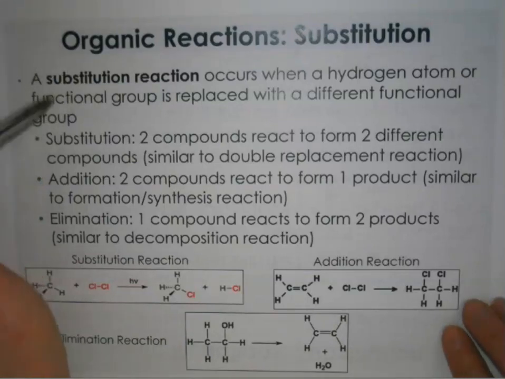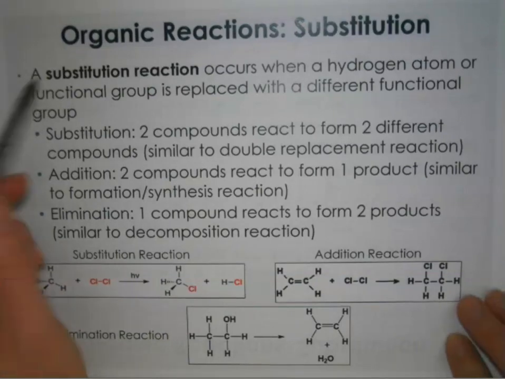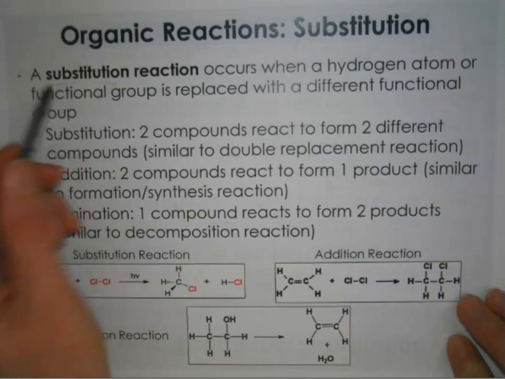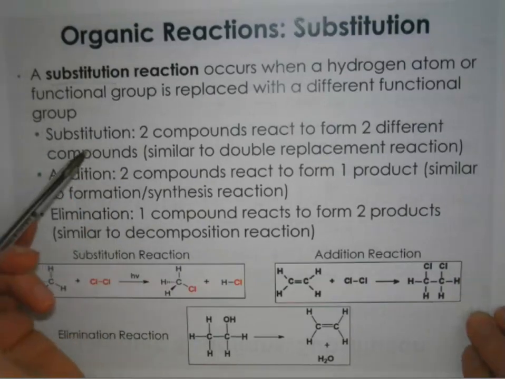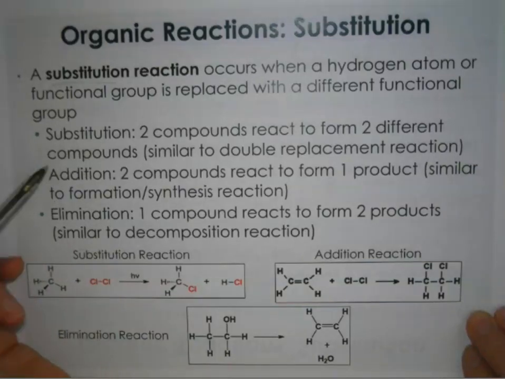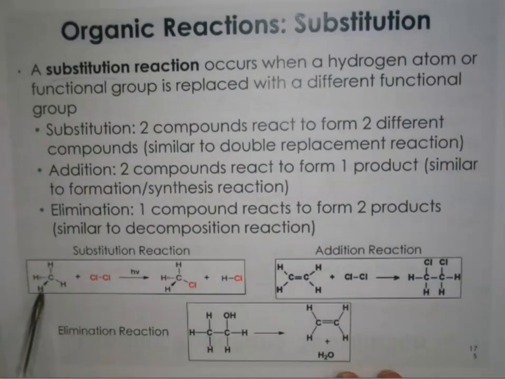All right, we'll do some examples of elimination reactions in a minute, but first of all, we're just going to cover substitution as well, and then we'll go through some examples. A substitution reaction is when a hydrogen atom or a functional group is replaced with a different functional group. Again, the name really gives it away. You're substituting one thing for another. With substitution, two compounds react to form two different compounds.